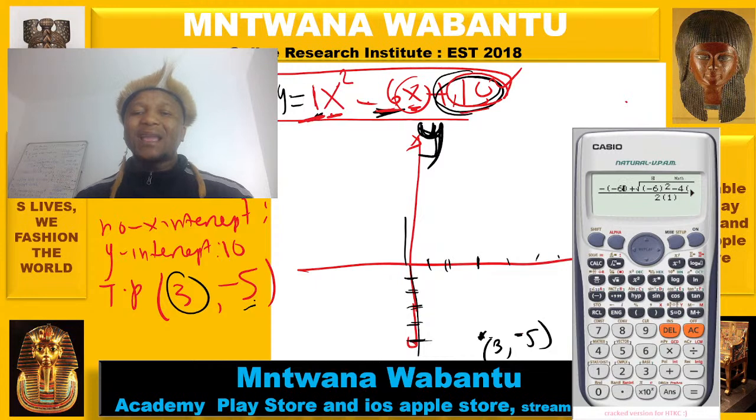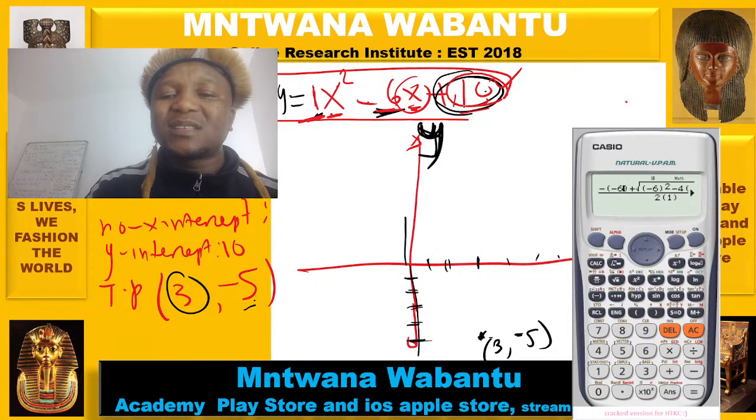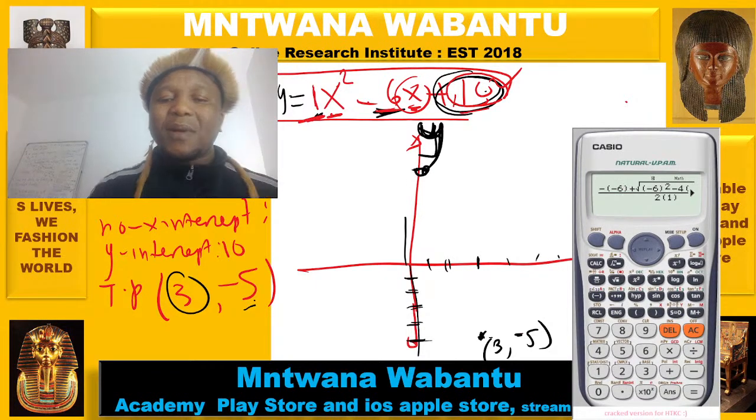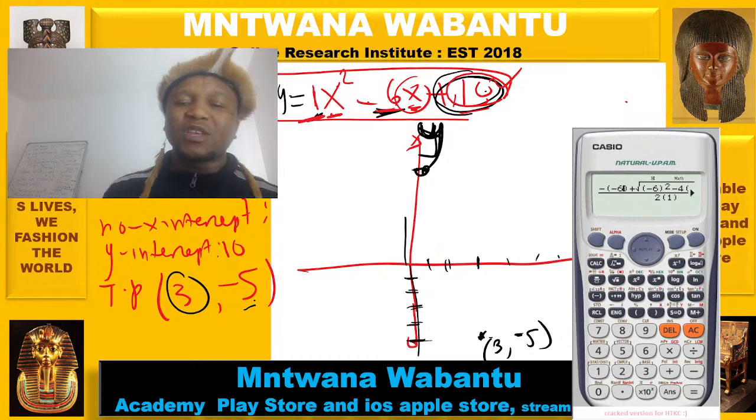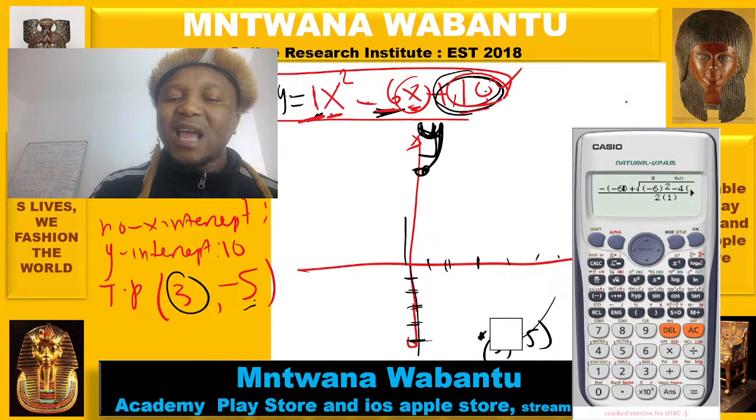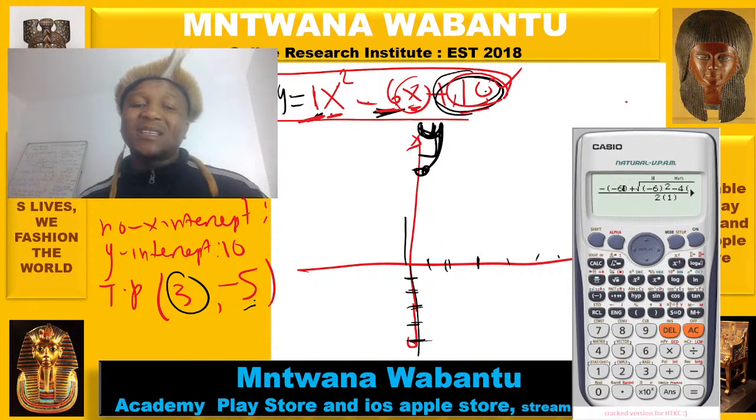What is the y-intercept? It is 10. It's going to be somewhere here. But then it's going to be wrong, because I made something wrong. There's no way this graph is going to turn here without cutting the x. So I think at turning point I made a mistake, or at x-intercept I made a mistake.